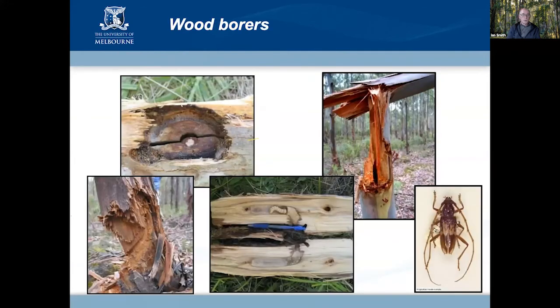Wood borer is another one that you'll often see related to stress. When you get a stressed tree, these things can cause quite significant damage internally in the trees and weaken them, and they can cause them to snap off or break off.